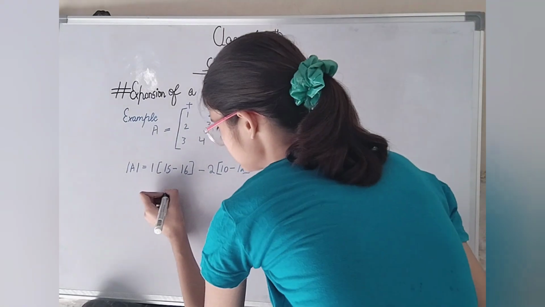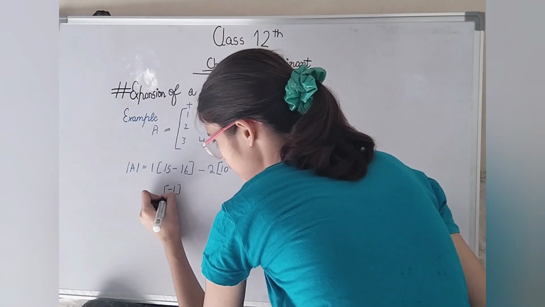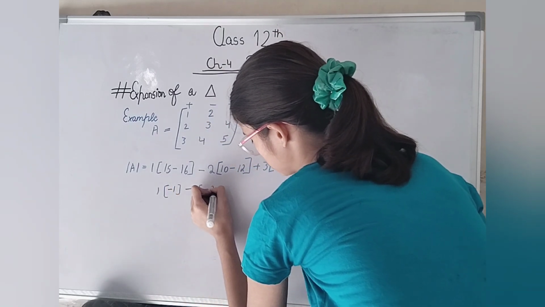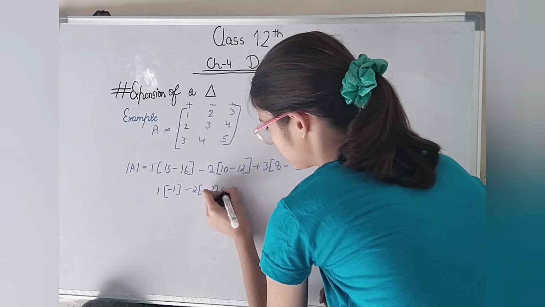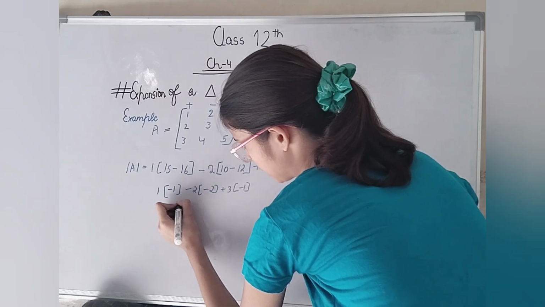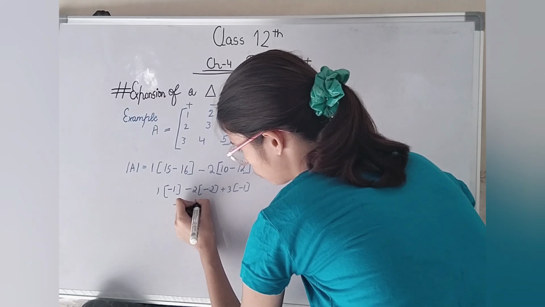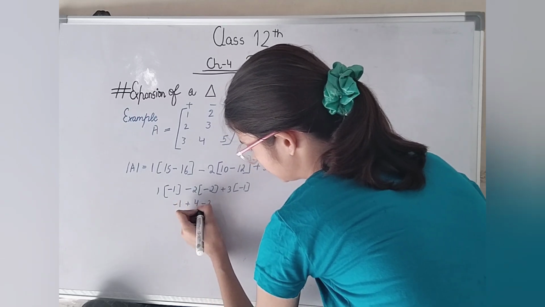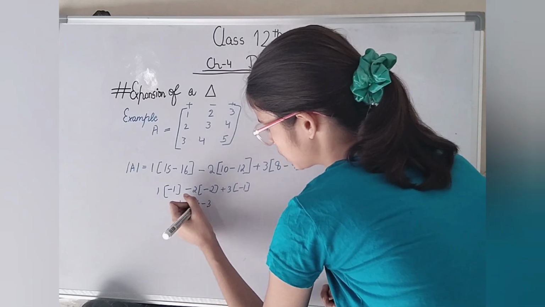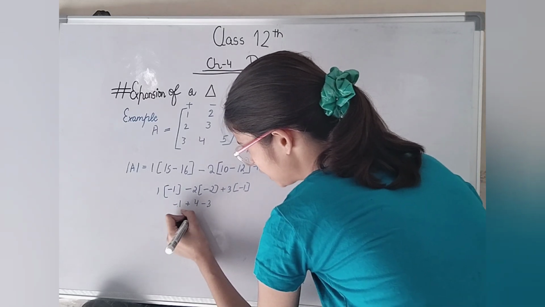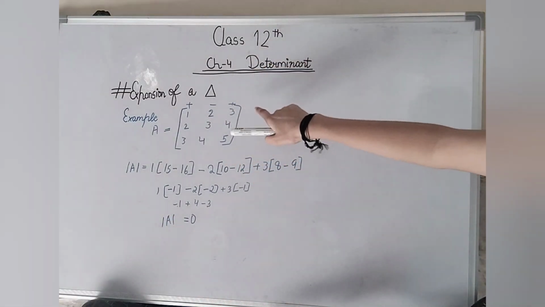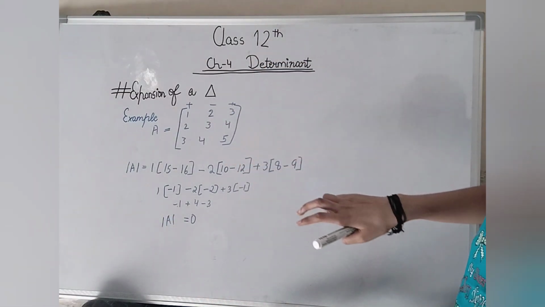Now solving this, we will be left with minus 1 into 1, minus 2 into minus 2, plus 3 into minus 1. So it is minus 1 plus 4 minus 3. So it is going to be minus 3 plus minus 1, that is minus 4, plus 4 will cancel and we'll get the determinant equal to 0. So this is how we expand a determinant and find the value of our determinant.